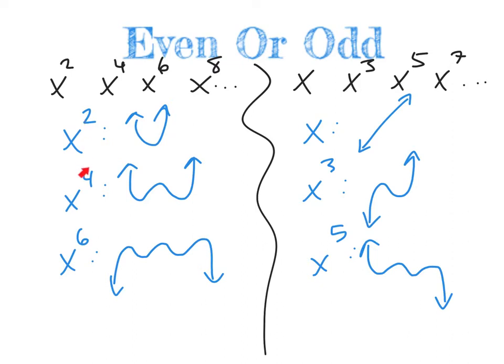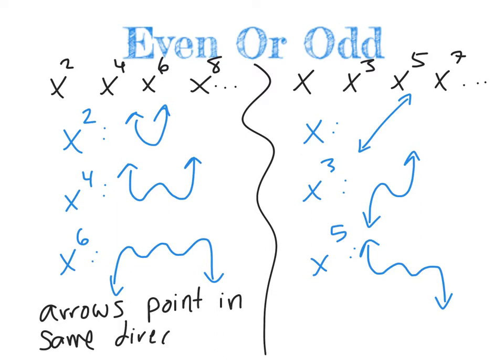Now, the exponent can tell you how many possible x-intercepts we're going to have, but we're going to talk about that later. One thing we want to know for sure is that whenever the exponent is even, we want to make sure that we know that the arrows are pointing in the same direction. Okay, the arrows point in the same direction when it's even.